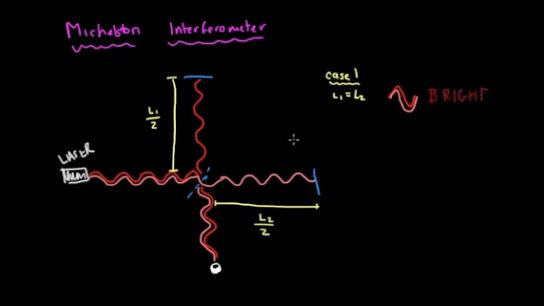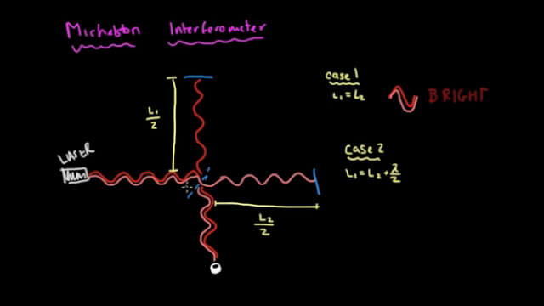spot. Let's talk about another case. What if instead of L1 equaling L2, L1 goes a little bit further than L2. It goes further by a distance of half a wavelength. So lambda over 2.